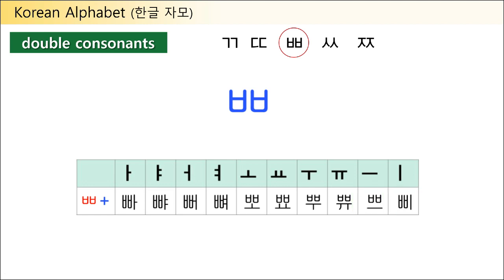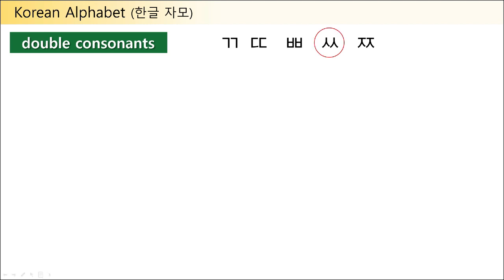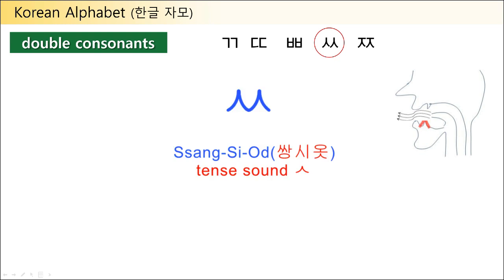Great. Don't forget that the sound B has to be pronounced applying strength to your lips. Next double consonant, double siot. We call it ssang siot. It is the tense sound of siot. It has to be pronounced by applying strength to the end of the tongue and the gums.